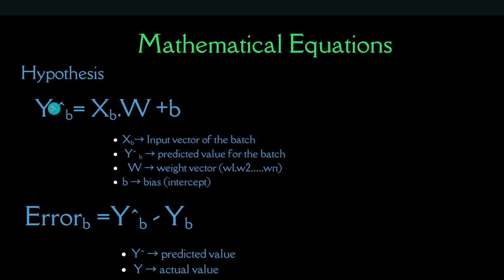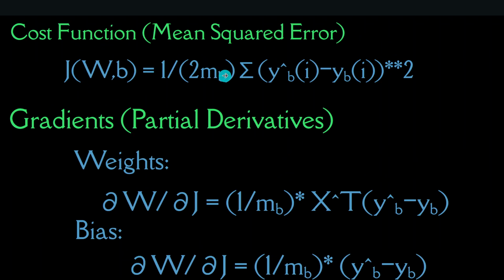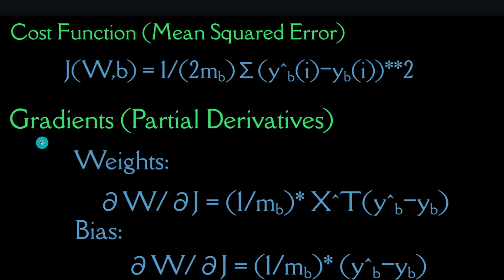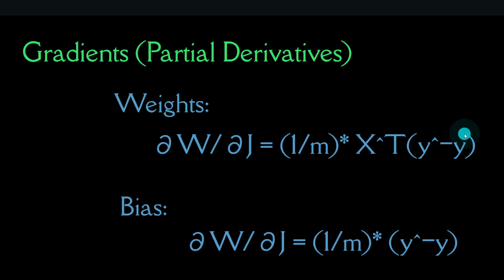For hypothesis, you can see y hat b equals X b dot w plus b. Here X b is the input vector of the batch, and y hat b is the predicted value for that batch. Likewise, we will calculate the loss for the batch. We will also update the gradients for the batch. Hope you are clear so far.